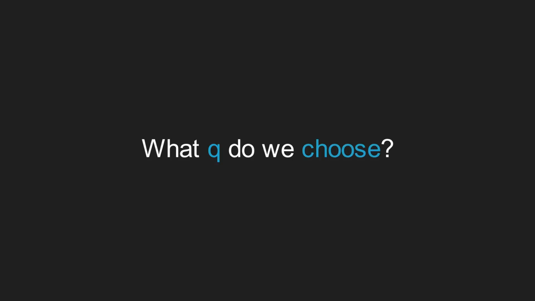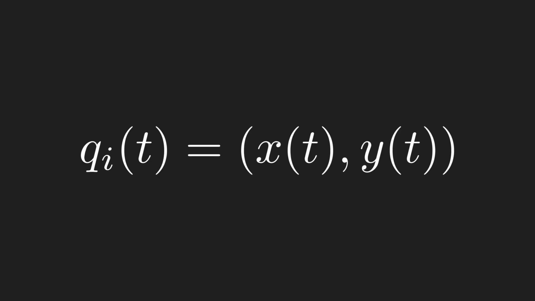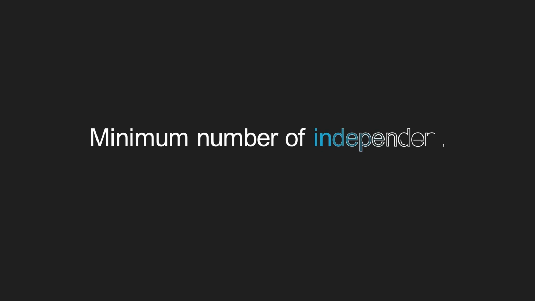What is the best selection of generalized coordinates we can make for a given system? In the previous examples, we chose the entire basis to build our qs, so q represented x and y. But as a good practice, we only select the minimum number of independent coordinates we can, and it's important to remark the word independent.